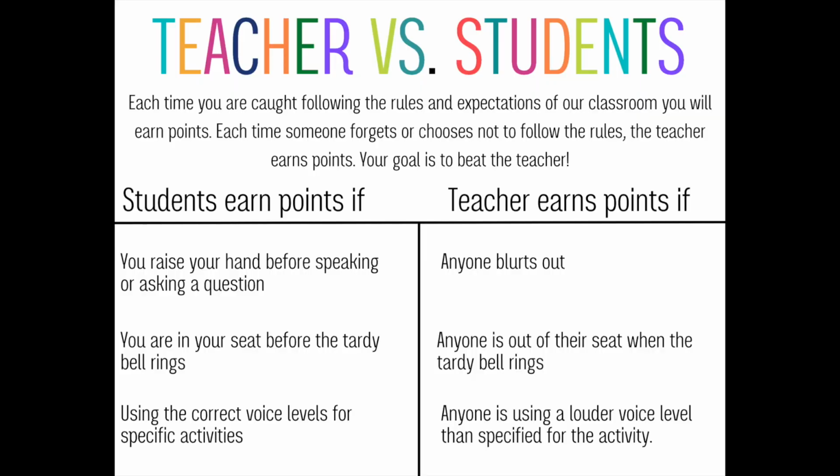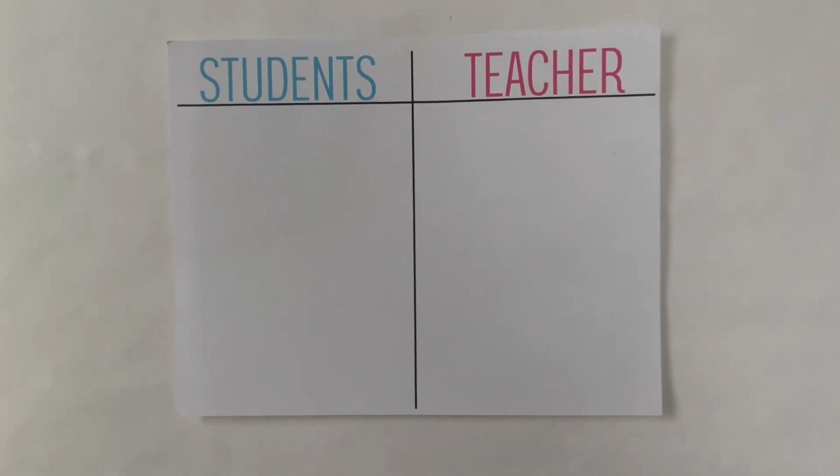Okay, so this is a really easy system to set up. You have teacher versus students, you have the rules of this game, and then you have how each of you will earn points. So you see under the students section are the listed rules and expectations that you are wanting to see them follow. And then on the teacher side, if they don't follow any of those rules, then you earn a point. And then next you have your tally sheet.